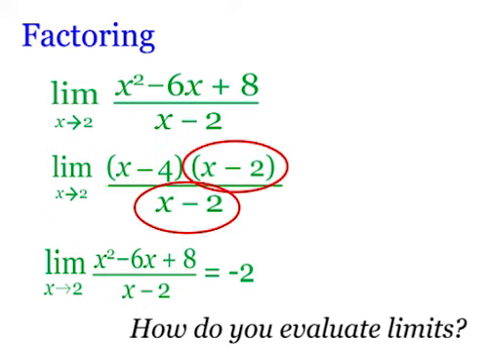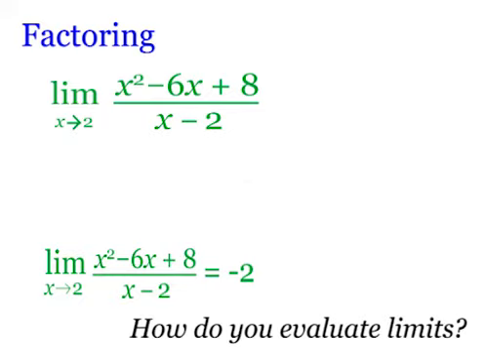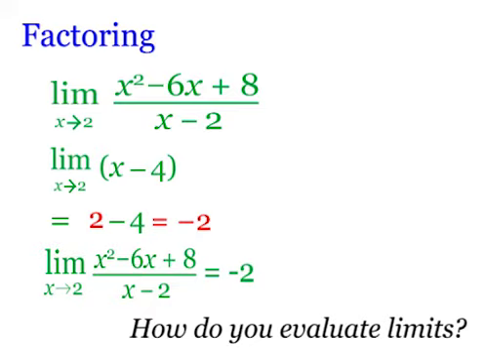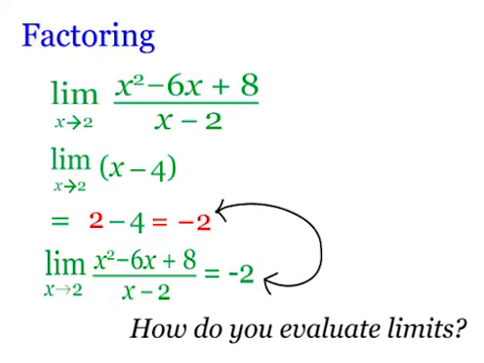Well, the reason is because now the numerator and the denominator both contain the term x minus 2, which I'm going to cancel out. This leaves the limit as x approaches 2 of x minus 4. This is much simpler to solve because now you can use substitution. And when I do, I get 2 minus 4, which is equal to negative 2. Remember, we knew the limit was going to be negative 2, and we're right. Feels good to be right.